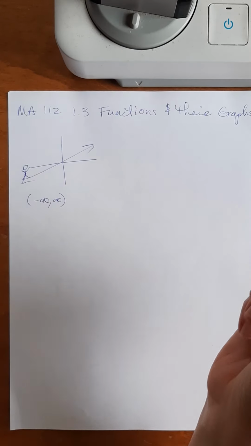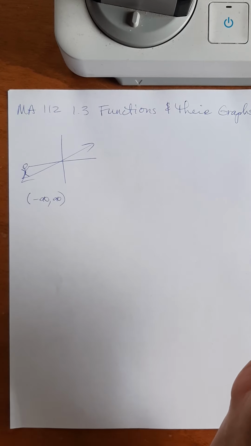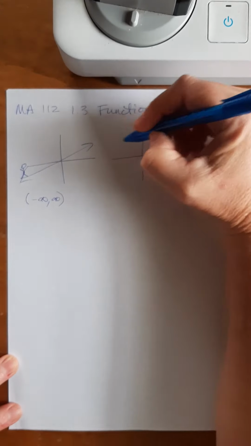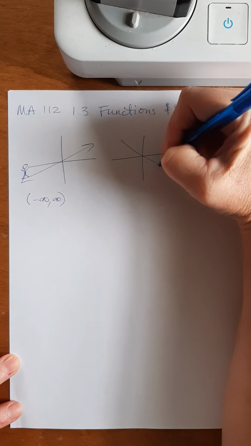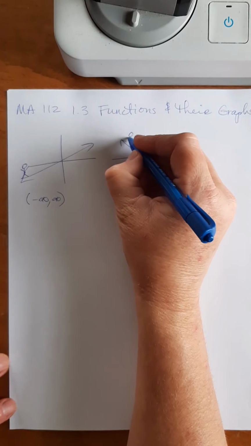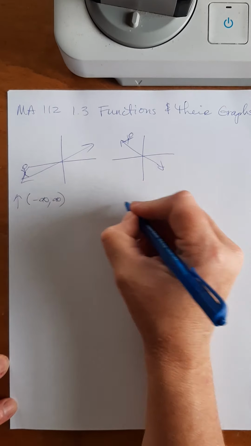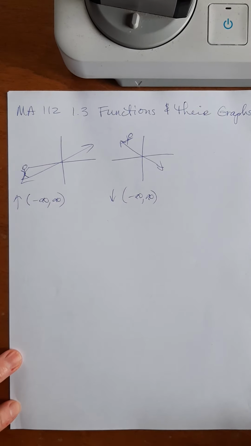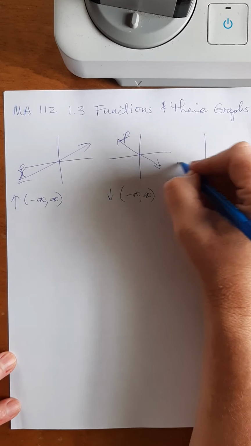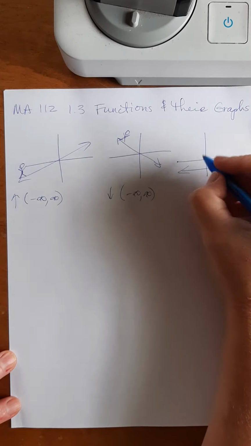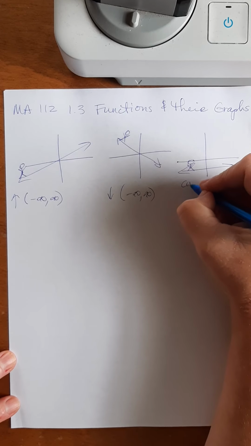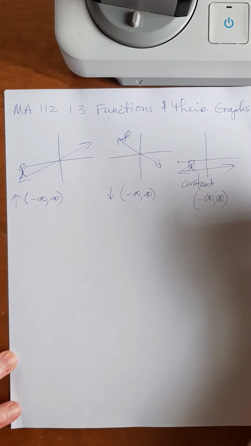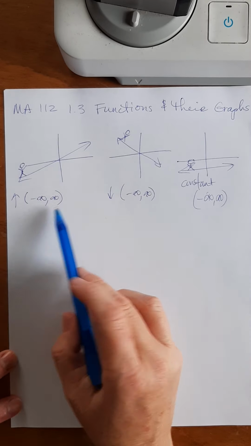So negative infinity to infinity. Then you have, let's say, we'll just keep it simple. Let's say this one. Left to right, it's always decreasing. So we're going to say decreasing, negative infinity to infinity. And constant would, of course, be a horizontal line somewhere. That would be constant from negative infinity to infinity.